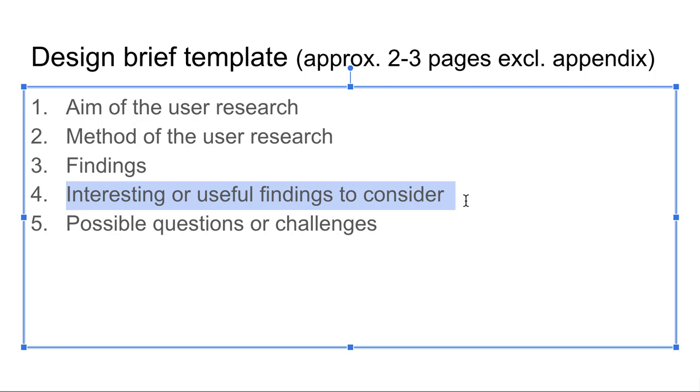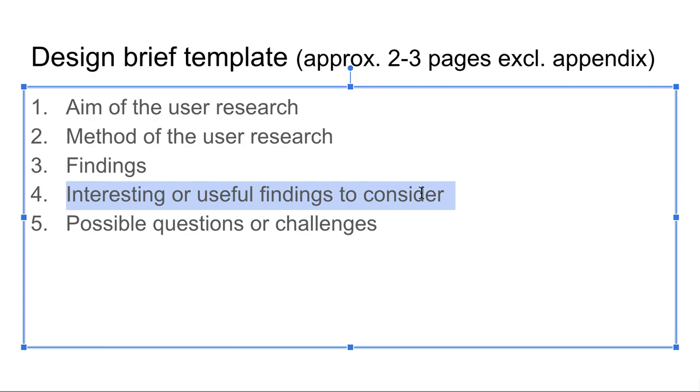Then you pull out and highlight certain findings that you think are really useful and really interesting to think about when designing. Okay, so section 4 is when you pull out from the findings some, should be more than one, a number of interesting and useful findings to consider when designing. So describe them in a little bit more detail, and tell us why these are really interesting for design or to consider in the design process in the next step that you're going to do.